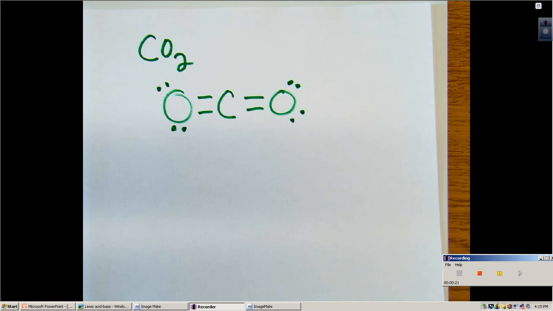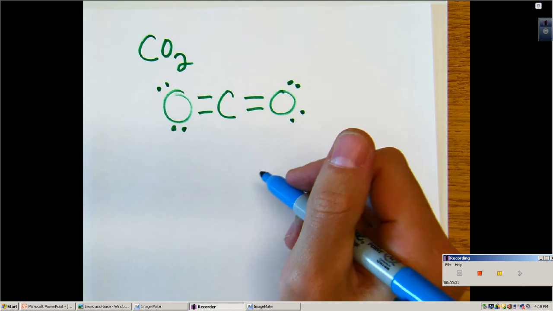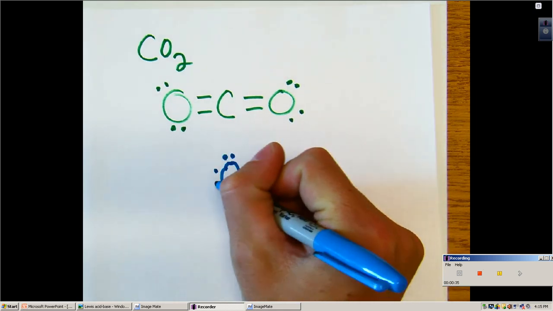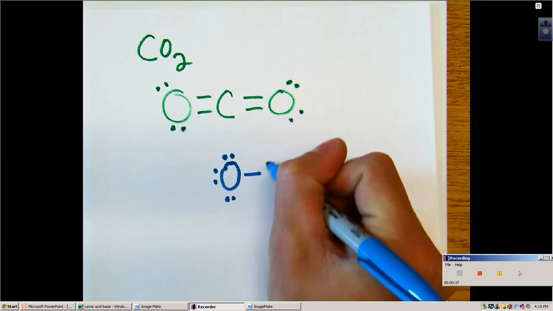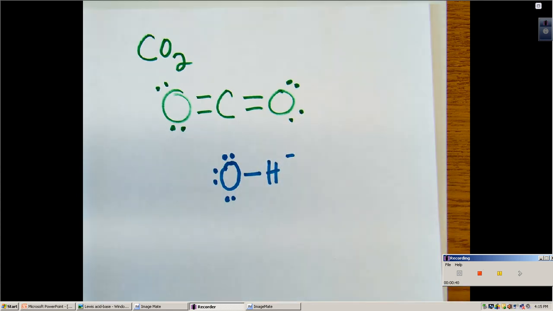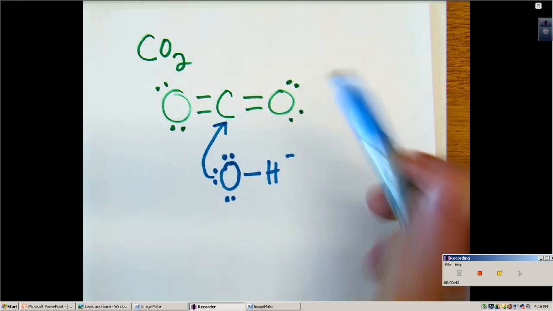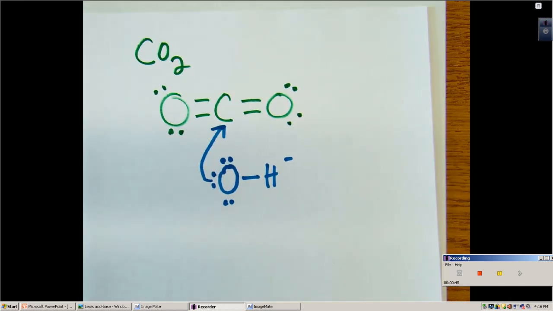Now, when you add this to water, you're actually adding it to the hydroxide ion, which, as we just said, acts as a great Lewis base. And what happens with the hydroxide ion is it comes in here with its, again, lone pairs and its negative charge overall, and is actually able to donate some of those lone pairs to carbon.